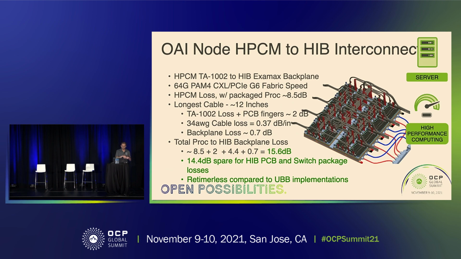If we look at an OAI node with an HPCM module connected to the backplane, the host interface board backplane connection, and you go through the analysis there, again, these numbers are 112 gig based, although it's a 64 gig PAM4 for the PCI Gen 6 speeds. We can see that we can get to the backplane in 15.6 dBs, leaving 14 dBs to get across the HIB and into the switch on the HIB board itself. So we can be retimerless. There's no need for any retimers on this one. So we've got rid of those. So we've saved latency, saved power, saved cost, saved space.